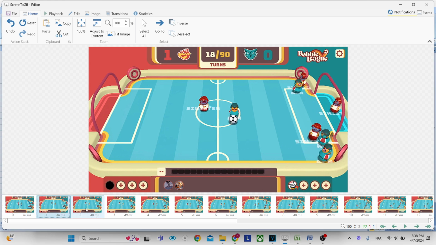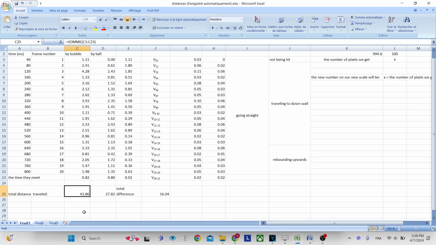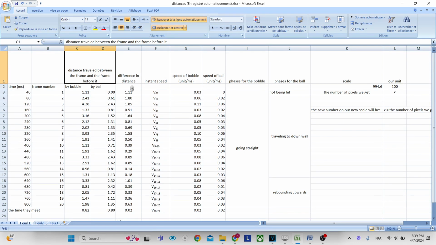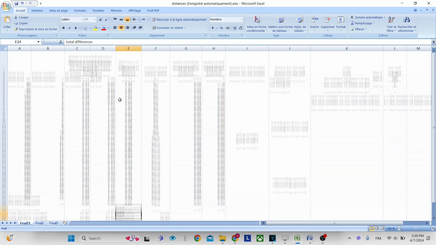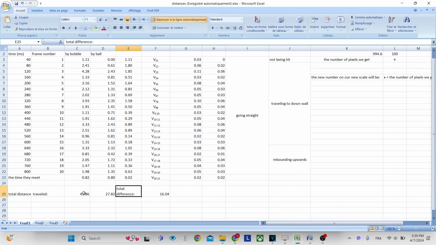And then from frame 1 to frame 2, the Bobble was here, and then he traveled to here. Let's see in the sheet the distance he traveled. It's this one, 2.41 in our unit. We did this for all the frames. And so the total distance traveled by the Bobble is 43.86, and the total distance traveled by the ball is 27.82. And then we measured the difference between the distance traveled by the Bobble and ball. For example, for frame 1, the Bobble traveled 1.11 and ball 0, so 1.11 minus 0 is 1.11, and we did this for all the frames.